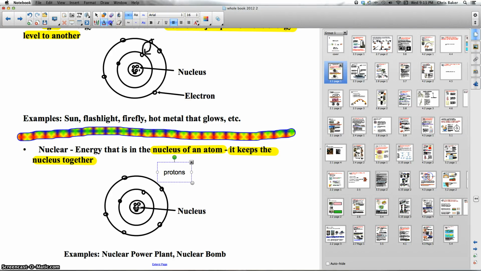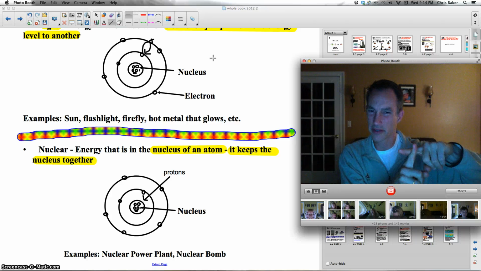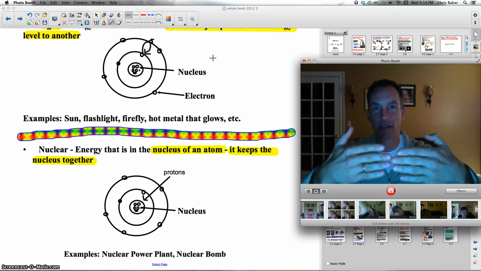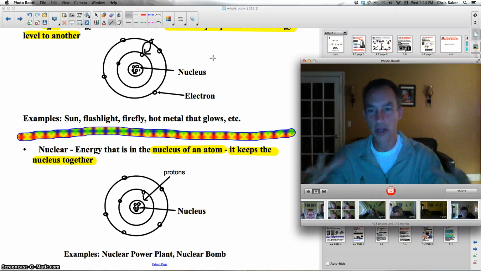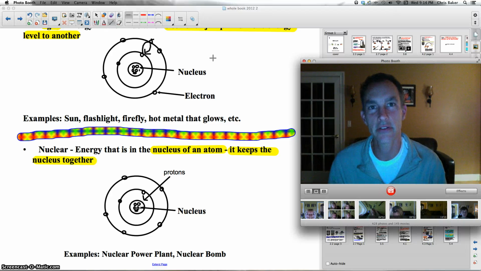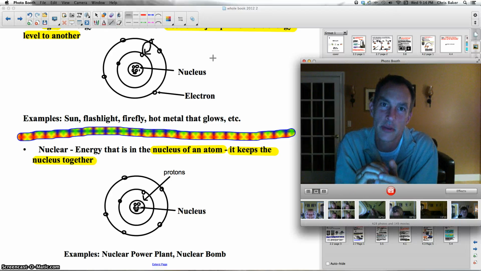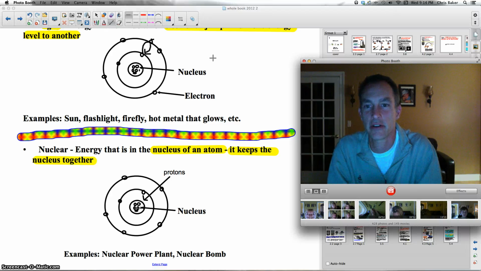that are right here don't really like to be together in the nucleus. See, the protons are positively charged, and the positively charged ones don't want to be with the other positively charged ones, because remember, opposites attract and likes separate. So what keeps them all together there in the nucleus? What keeps them all together in the nucleus is this force, this energy that kind of squishes them all together, even though they don't want to be together in the nucleus because they're all positively charged.